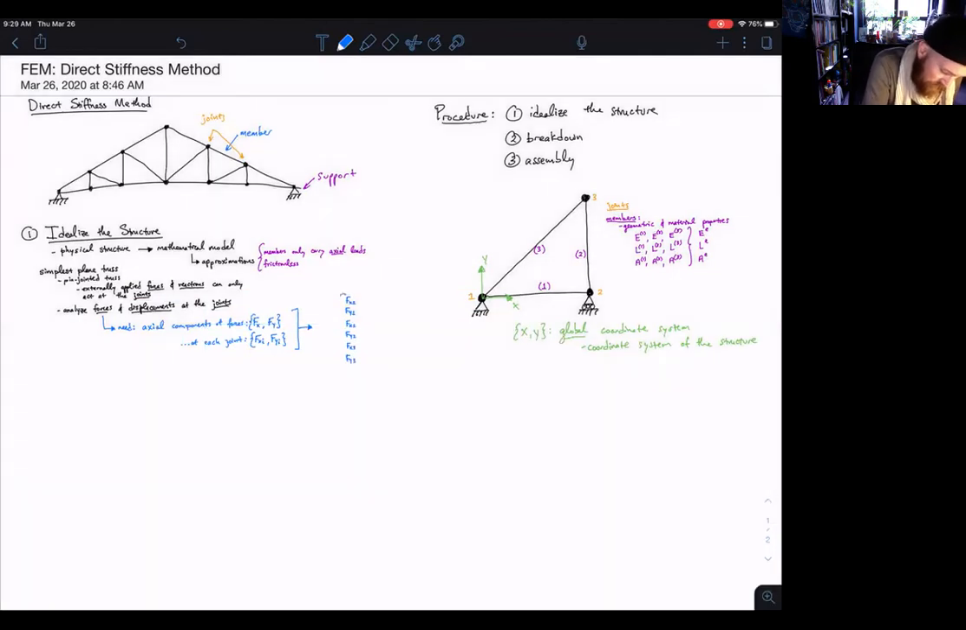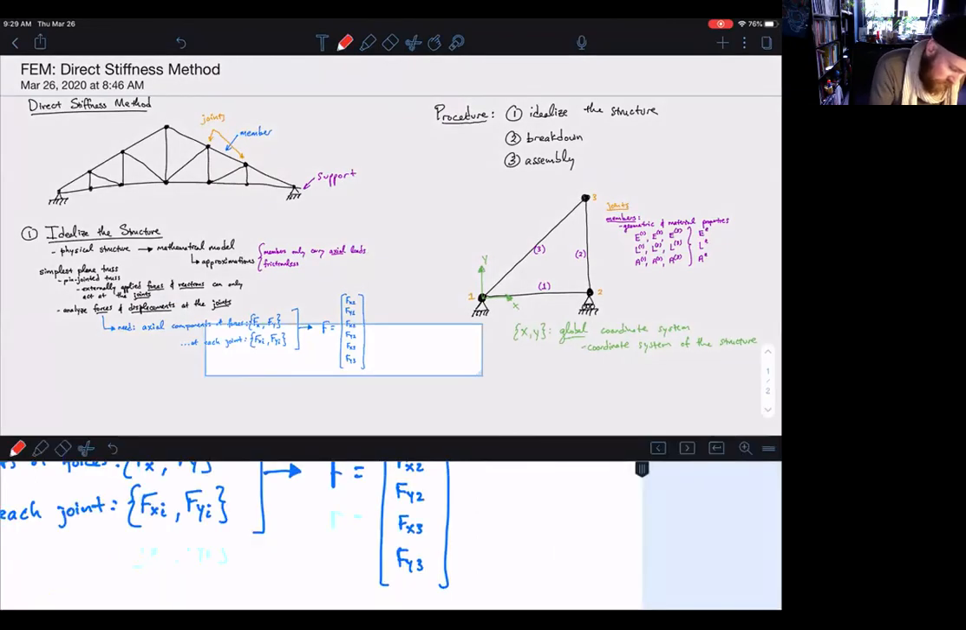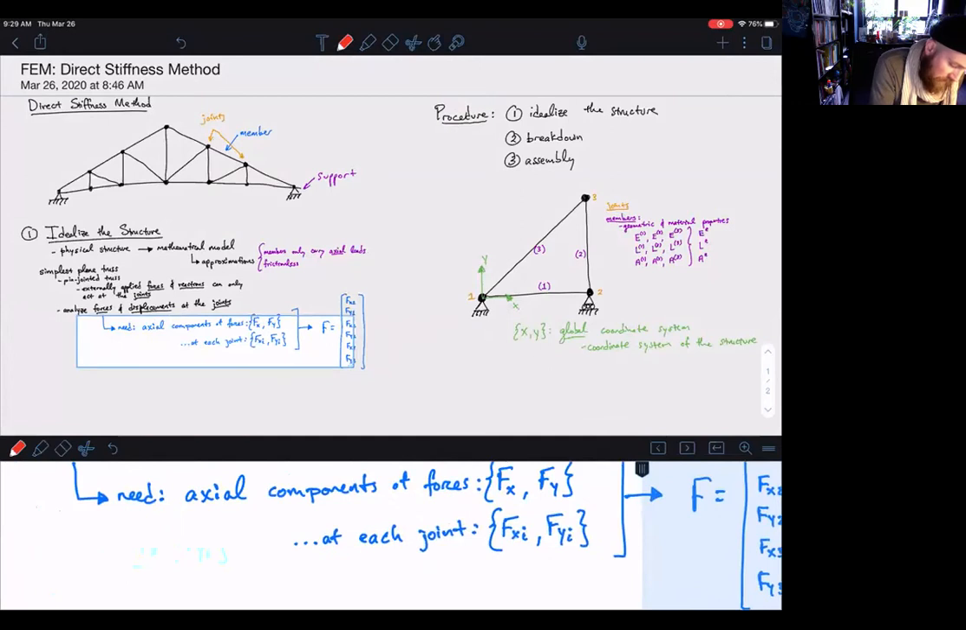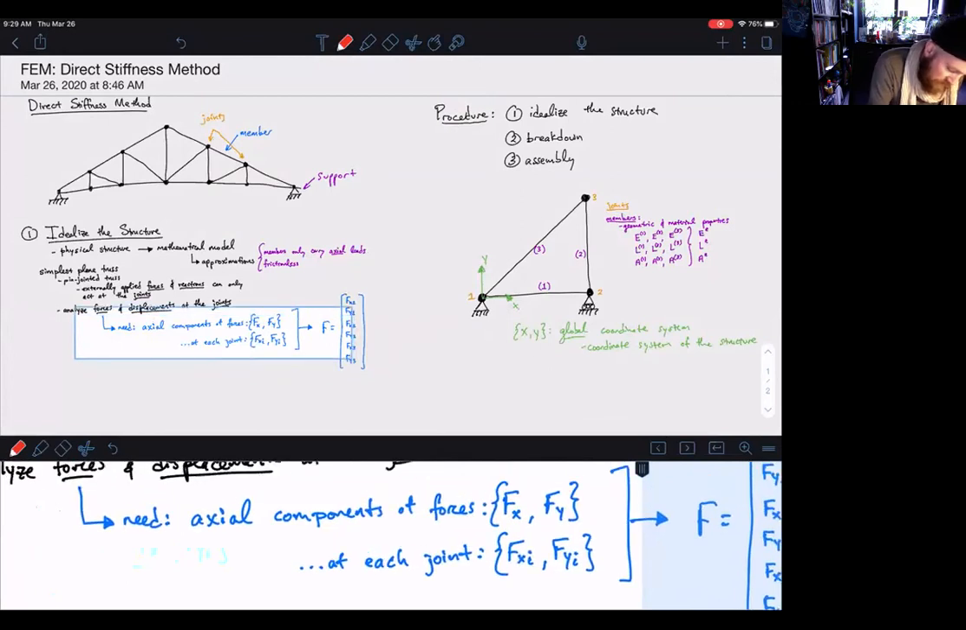This is our force vector F. This is a column vector. Okay, so those are what our forces are doing. Now we can think about our displacements.